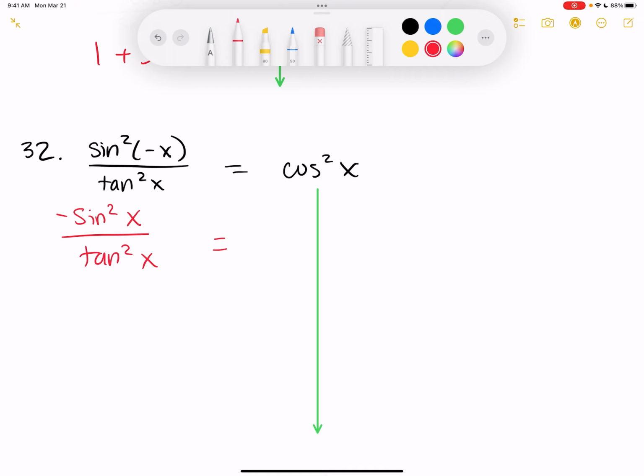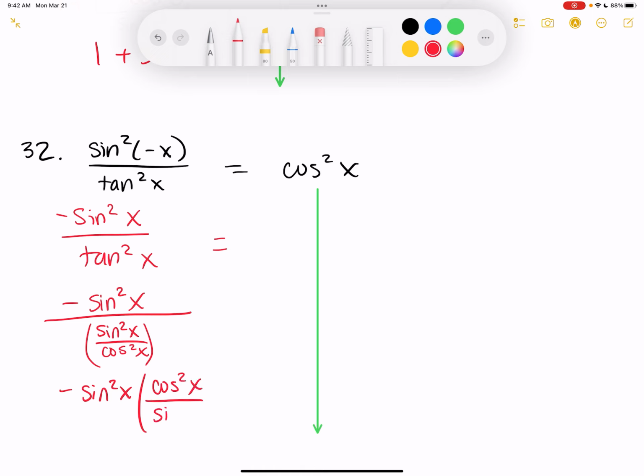Tangent equals sine theta over cosine theta. Okay, so minus sine squared of x over, now because this was tangent squared, it's going to be sine squared x over cosine squared x. Now keep in mind, this stuff is all on the bottom of this big fraction. And then you can multiply by the reciprocal, so minus sine squared of x times cosine squared of x over sine squared of x.